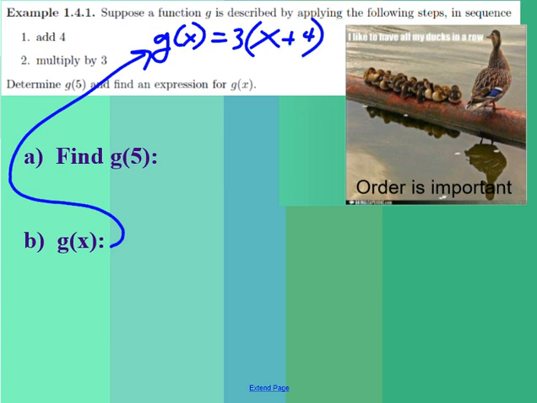Get an answer in the 20s? Okay. You should have stuck in 5 in here, and that's 20. No, it's not. It's 5 plus 4, 9 times 3, 27. Raise your hand if you had a 27. Okay, good. Moving on.